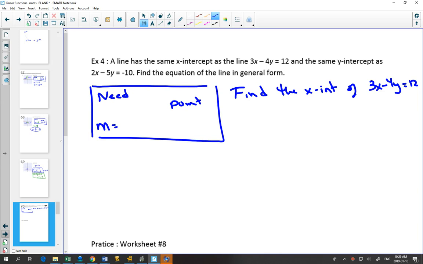Yes, you could. How would you find it? You always plug in y equals 0. To find an x-intercept, plug in y equals 0. 3x minus 4 times 0 equals 12.